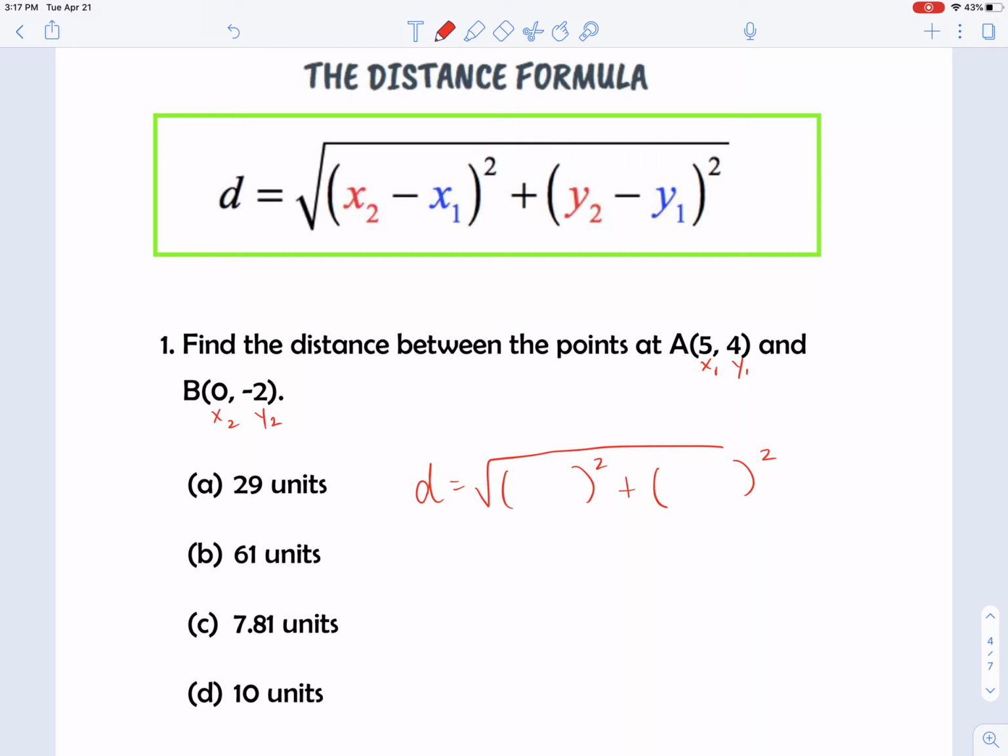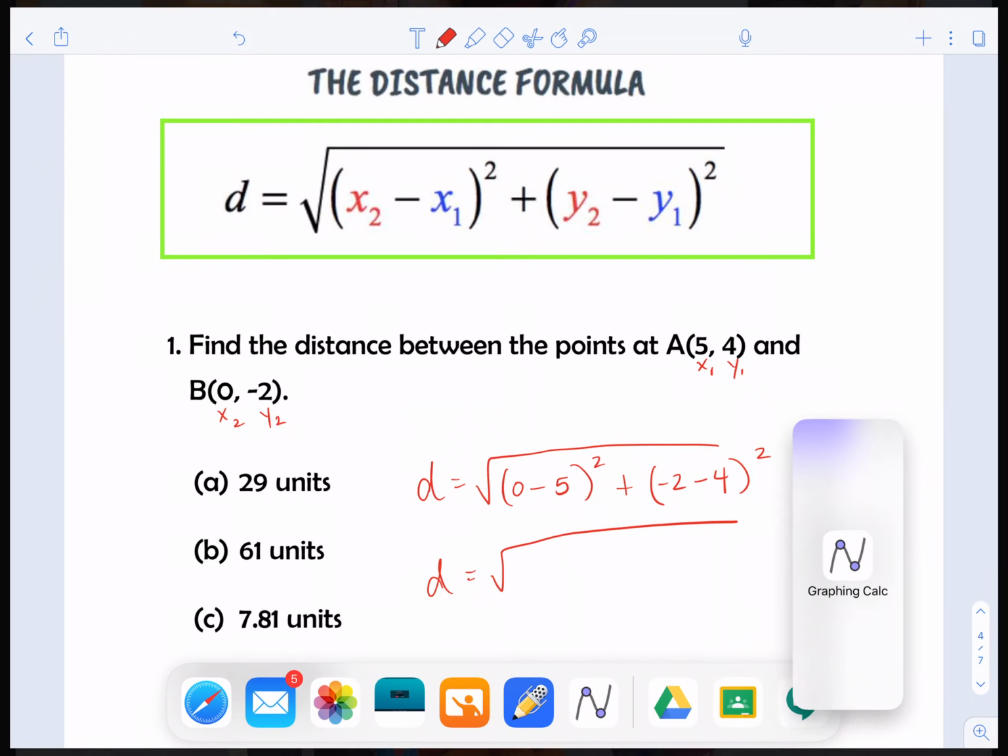I'm going to plug in to get the horizontal leg first. I'm going to do x2, which is 0, minus x1, which is 5. And to get the length of the vertical leg, I'm going to do y2, which is negative 2, minus y1, which is 4. So D equals, you can use the calculator. I just want to show you.